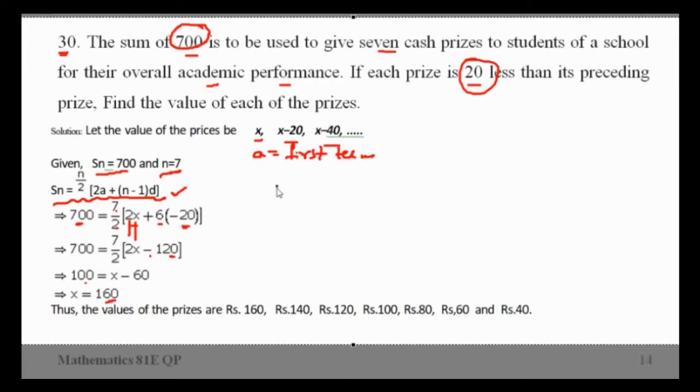So the first term is 160. Obviously the next prize will be 140, because each prize is 20 rupees less than the preceding prize. So the first prize is 160, the second prize will be 140, the third 120, the fourth 100, the fifth 80, the sixth 60, and the last, seventh prize is 40 rupees. If you add all these up, the sum will be equal to 700 rupees.